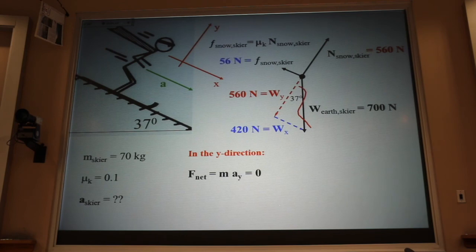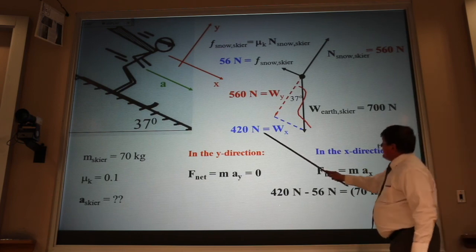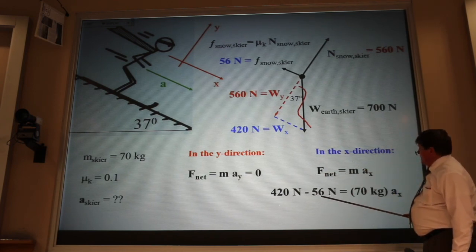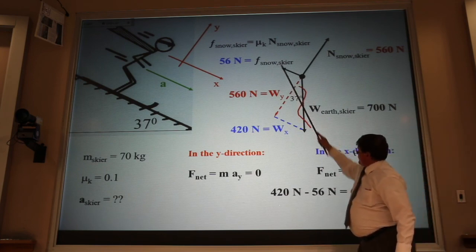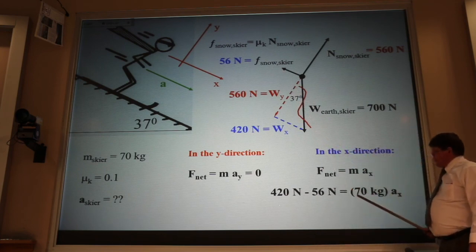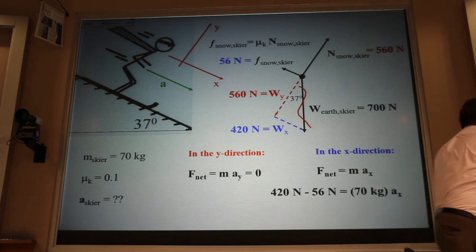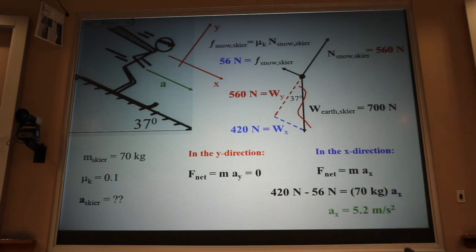Now, last step, I use Newton's second law in the x direction. I have 420 newtons down the ramp, so it's positive. I have 56 newtons up the ramp, so it's negative. That equals the mass, 70 kilograms, times the acceleration. That gives me an acceleration of 5.2.